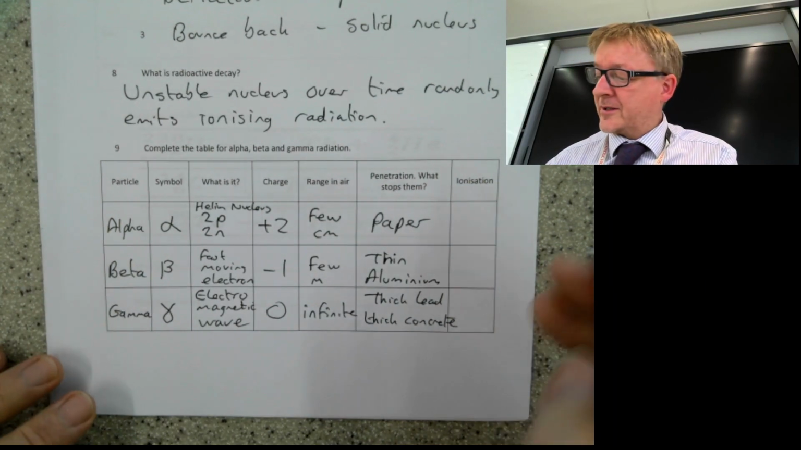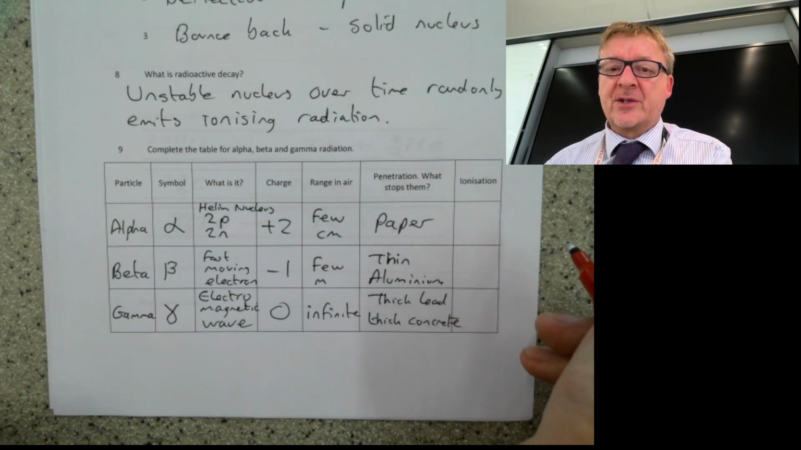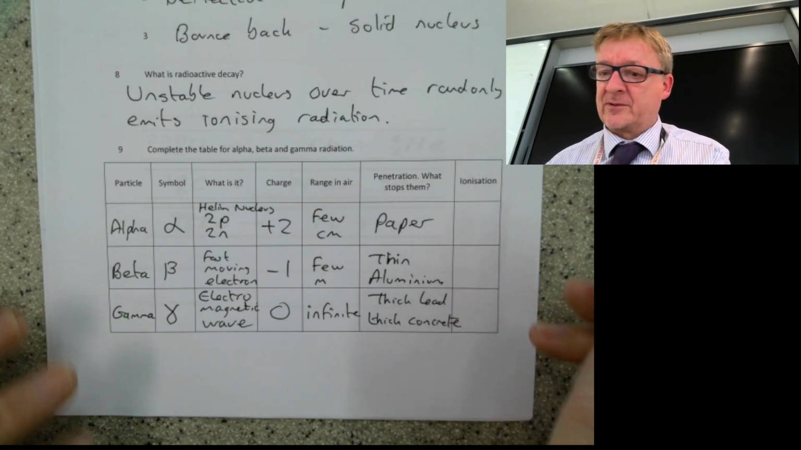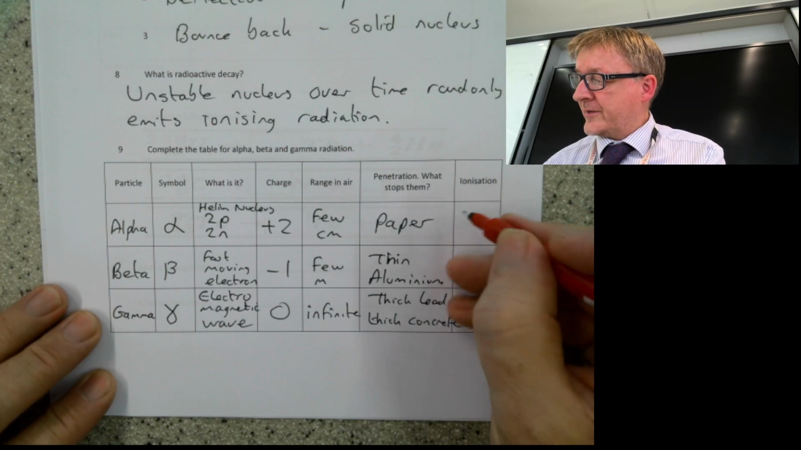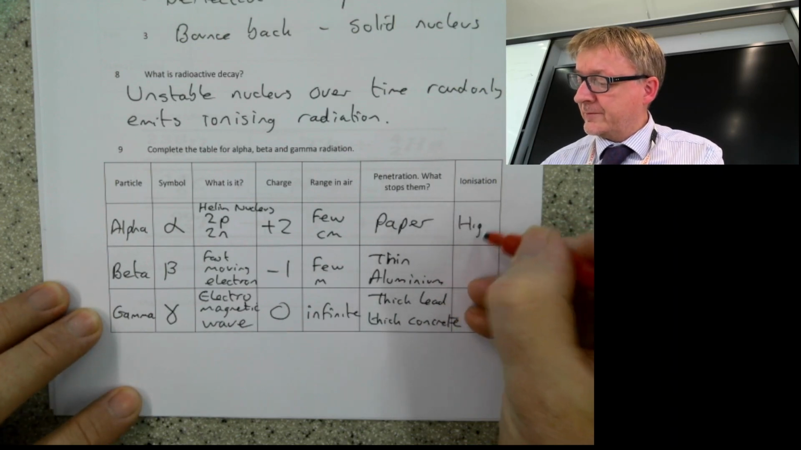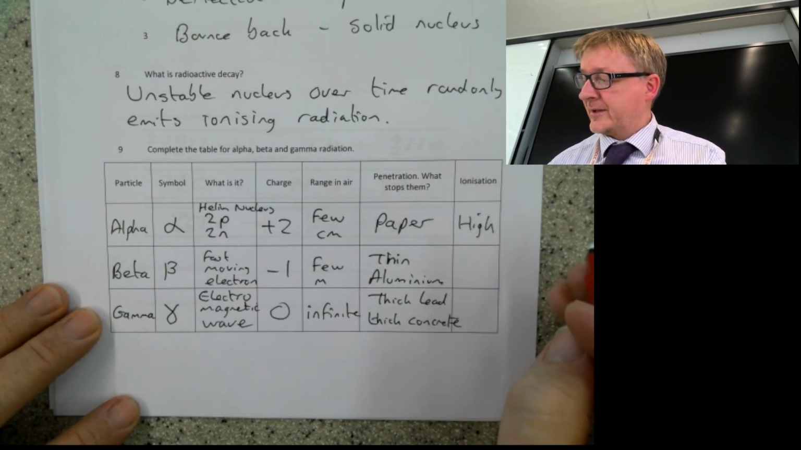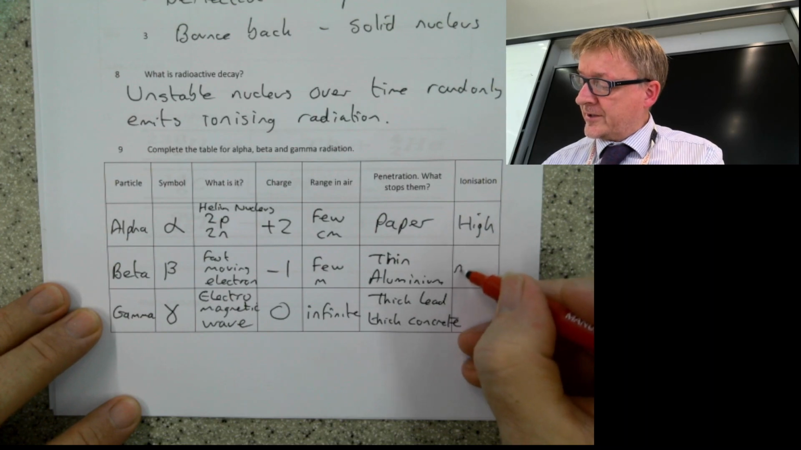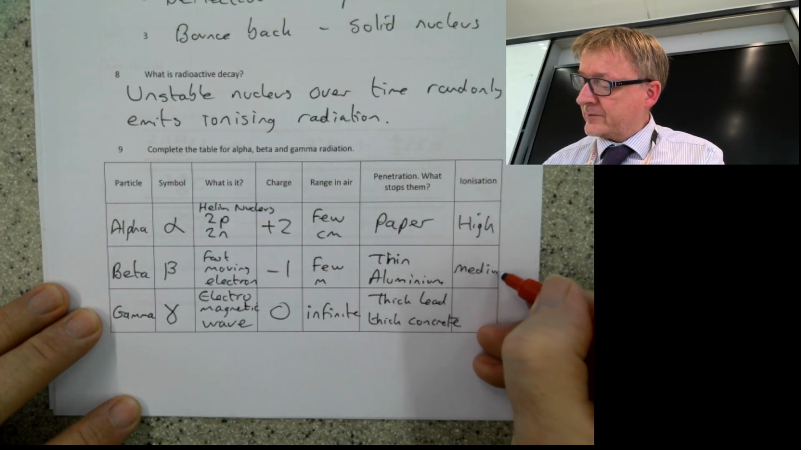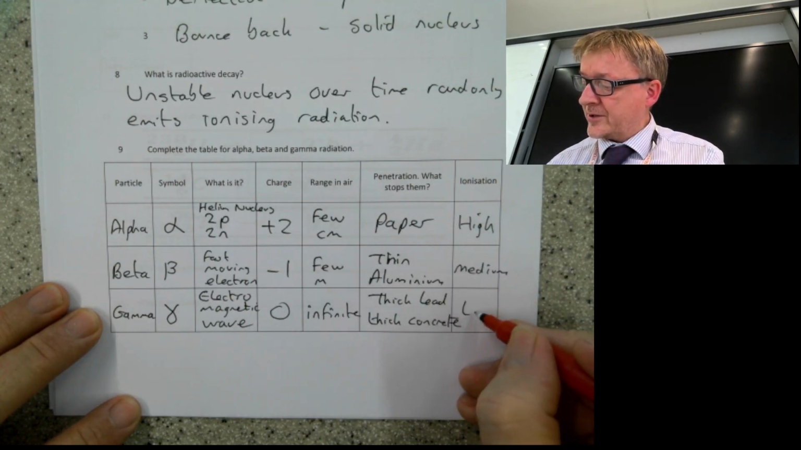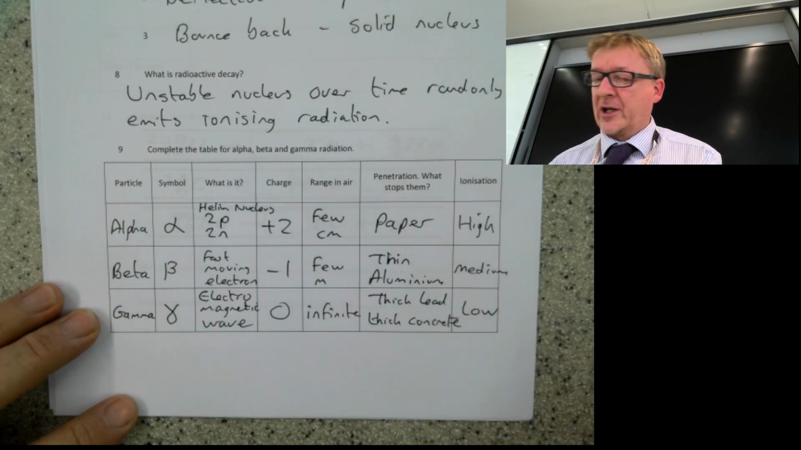Ionizing power. Ionization is the damage that can be caused to cells. So the ionization of alpha is very high. It causes damage very easily. Ionization of beta is medium, it's in between, and the ionization of gamma is very low.